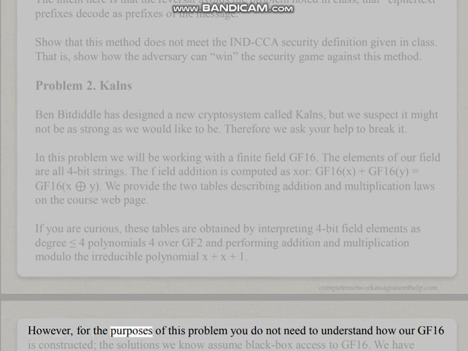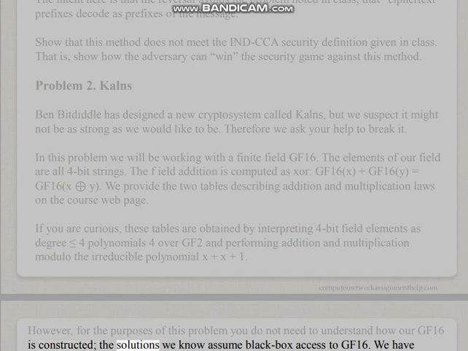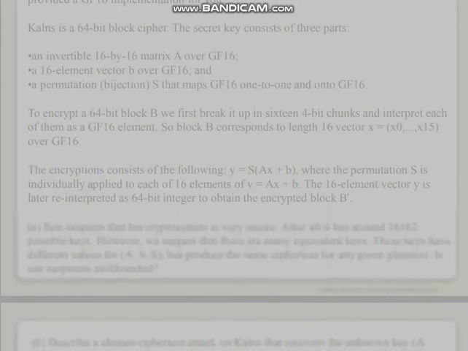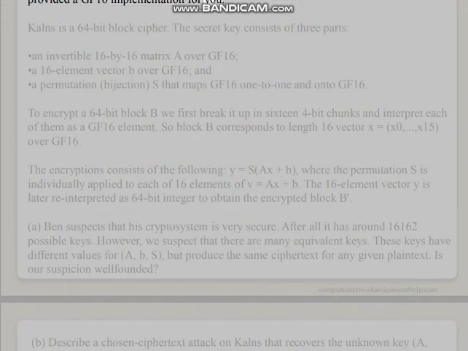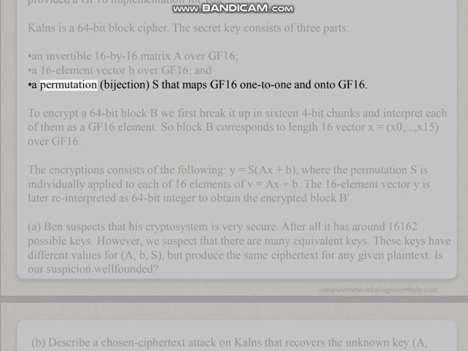However, for the purposes of this problem, you do not need to understand how our GF16 is constructed. The solutions we know assume black box access to GF16. We have provided a GF16 implementation for you. Counts is a 64-bit block cipher. The secret key consists of 3 parts: an invertible 16 by 16 matrix A over GF16, a 16-element vector B over GF16, and a permutation (bijection) S that maps GF16 one-to-one and onto GF16.